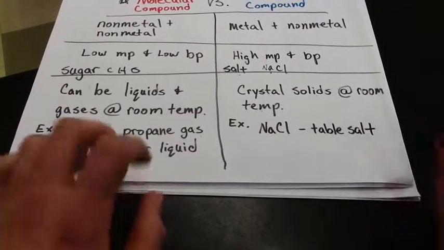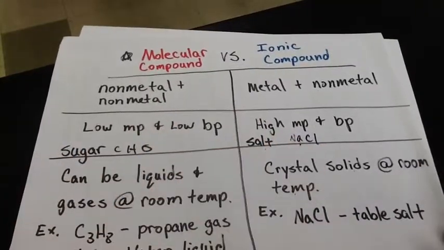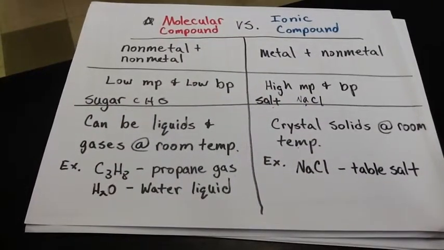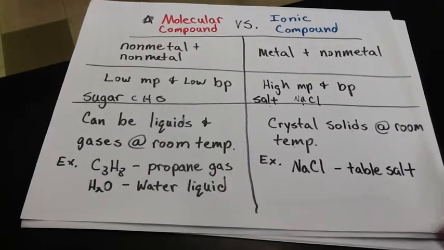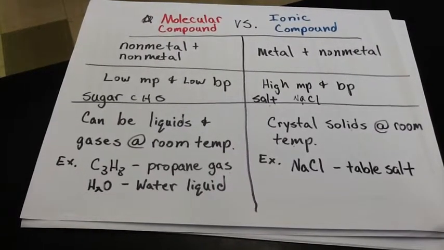Okay, so that's the differences between the two. You know about molecular compounds now. They're made out of nonmetals covalently bonding together, and that's section 8.1.